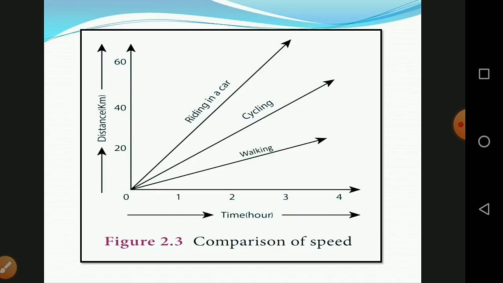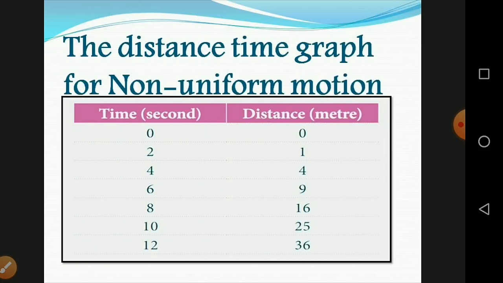And the next one, distance-time graph for non-uniform motion. We can also plot the distance-time graph for accelerated motion, that means non-uniform motion. They show the distance traveled by a car in time intervals of 2 seconds. So if you see, it contains a table.